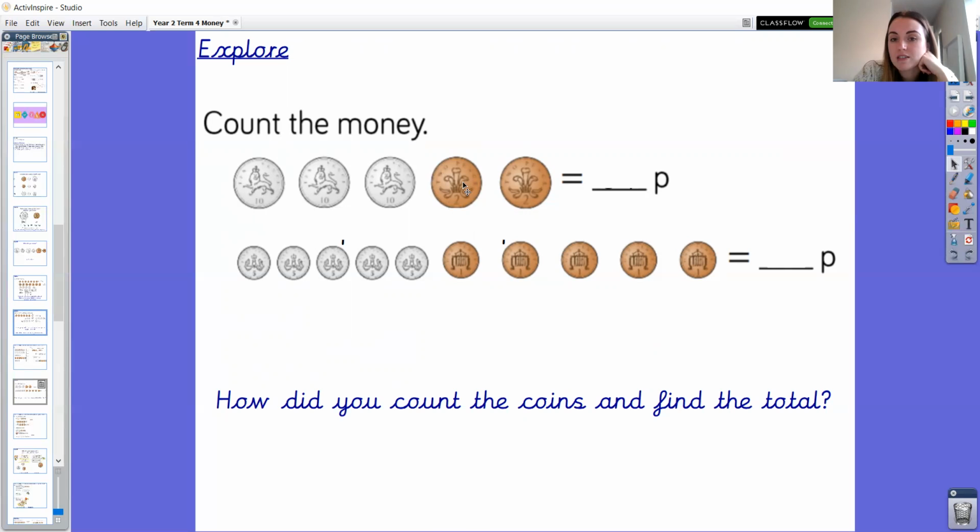And what is the value of these coins here? 2p, well done. What is the value of these coins? These are small circular silver coins. 5p, well done. And what's the value of these copper coins? 1p. Brilliant. Okay, so what I would like you to do, Year 2, is pause the video here and count the money in each row to find the total amount of pence. Please pause the video here.